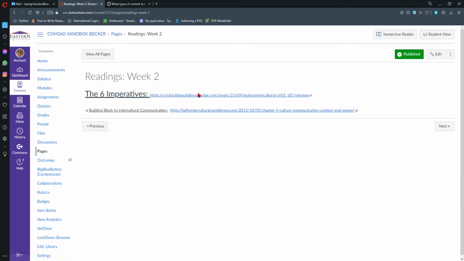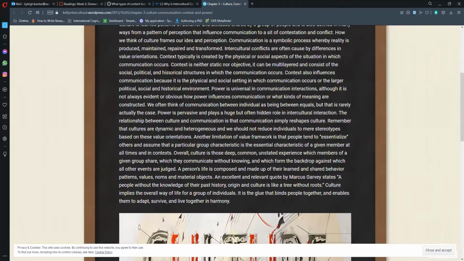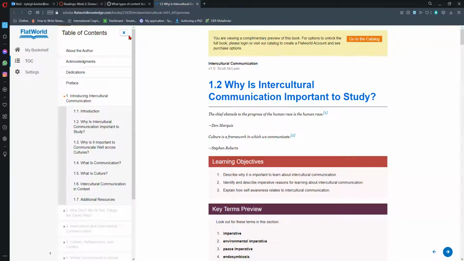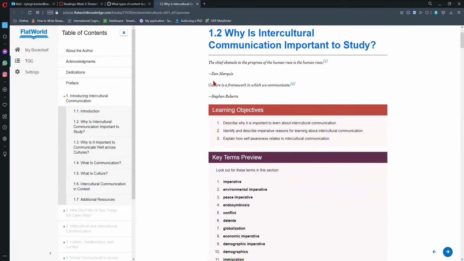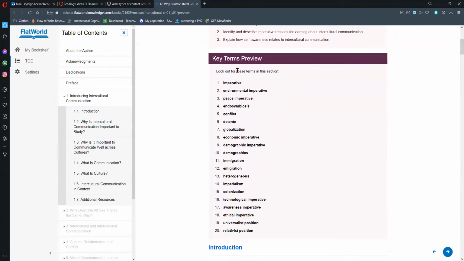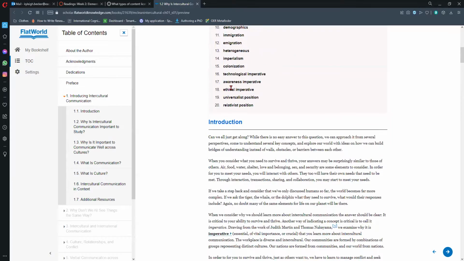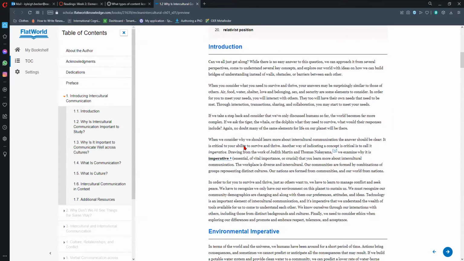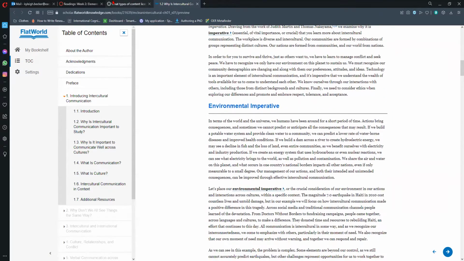So our readings for this week, some of this might be a little similar to what you read last week, but we're going to read again about the six imperatives and a short little one on the building blocks of intercultural communication. So like I said, this one is pretty short. And this one, so why is intercultural communication important to study? So key terms, and then once again, our six imperatives of intercultural communication.